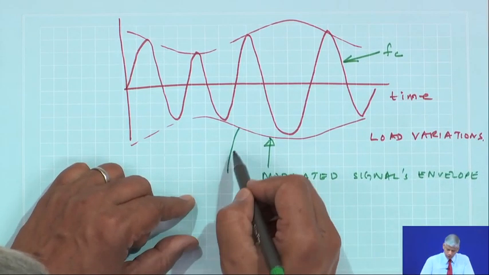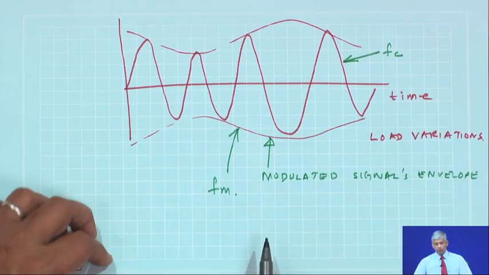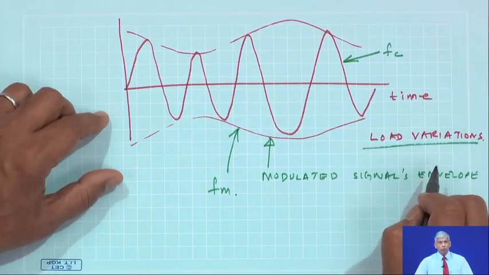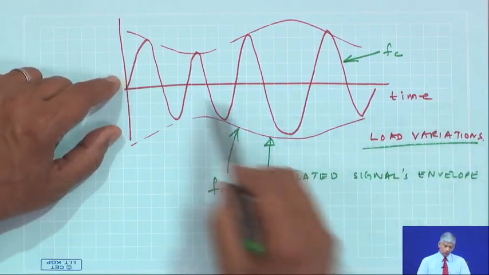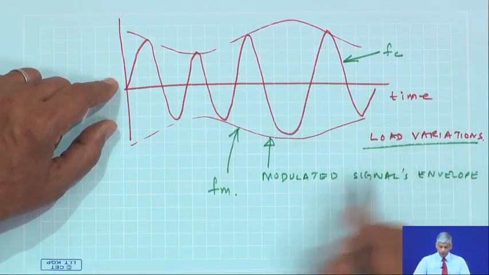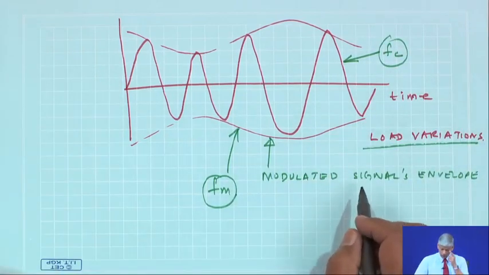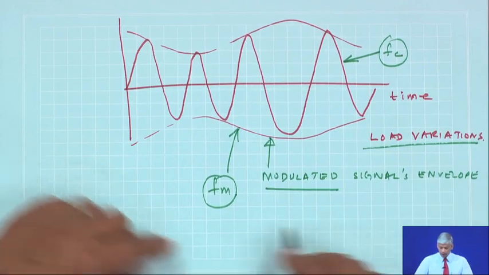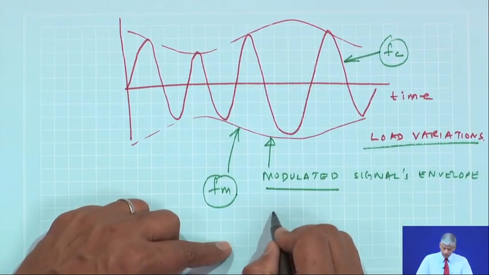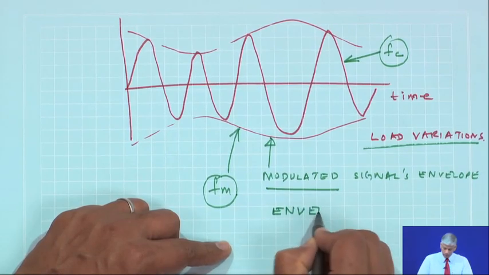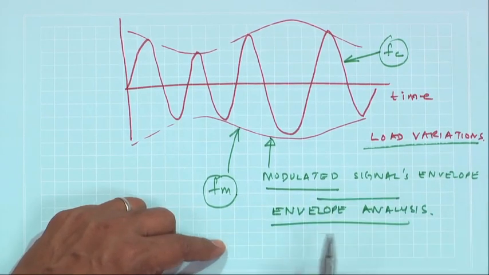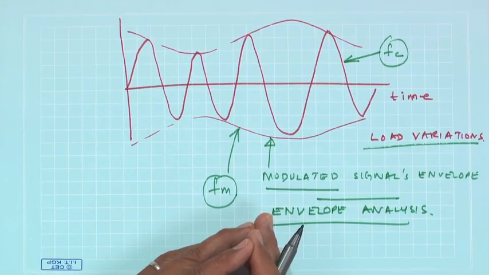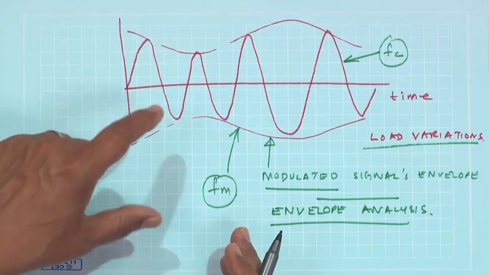And the frequency of this is nothing but f m. Okay, in CBM, such amplitude modulated signals happen because of load variations. So, once I record the solid red line, I need to find out f m and f c. Okay, this is one case, and traditionally this is known as envelope analysis. Many of the commercial software which are used for CBM, you will see there is an option of envelope analysis. This is nothing but demodulating an amplitude modulated signal.